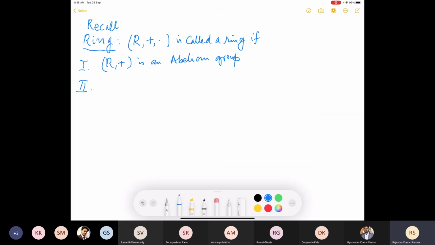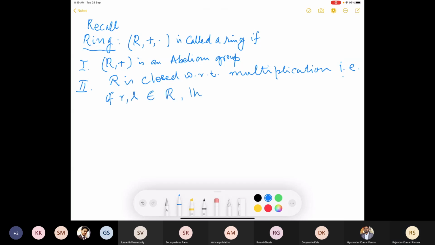And with respect to multiplication, this is closed. So R is closed with respect to multiplication. That is, if r and s are two elements here in R, then rs and sr, both of them are here in R, naturally.